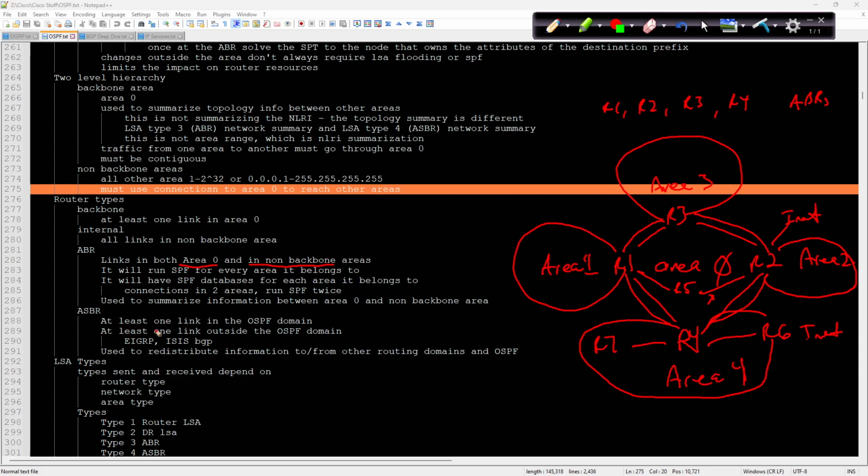An ASBR, an Autonomous System Boundary Router, is at least one link in one OSPF domain, at least one link outside of the OSPF domain. So this could be EIGRP, ISIS, BGP, and it's used to redistribute information to and from other routing domains and OSPF. So R6 is going to be an ASBR, and so is R2. So actually, let me break this up. So we have R2 and R6 are ASBR.